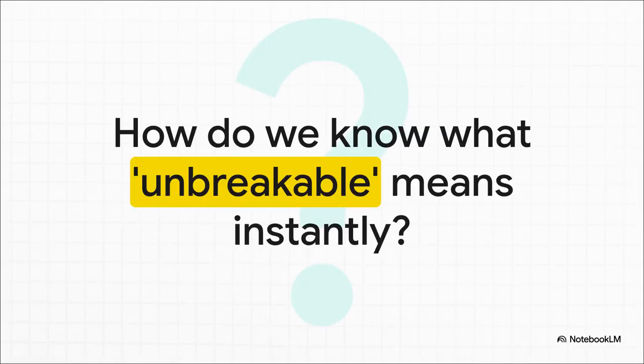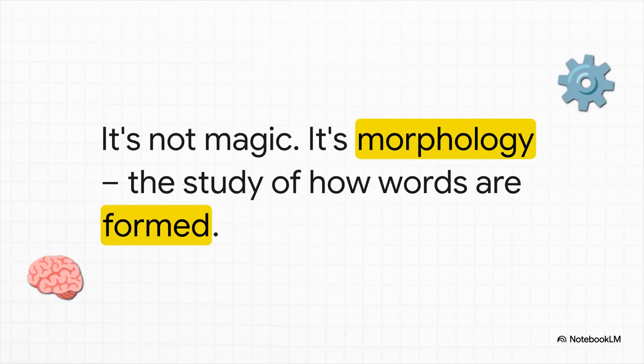Think about it. You see a word like unbreakable, maybe for the very first time, and you just get it. You instantly know it means something that can't be broken. You don't even have to think about it. So how does that happen? It almost feels like magic, but it's actually a system, a predictable one, that we've all learned without even realizing it. And that system has a name, morphology.